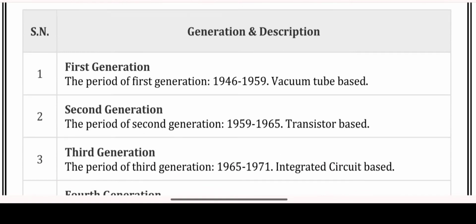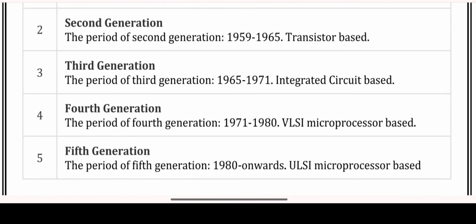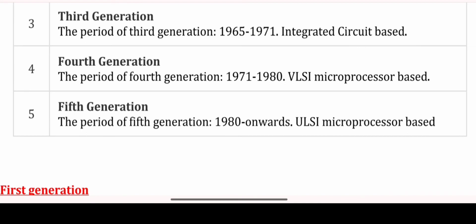The first generation of computer, the period of the first generation is 1946 to 1959, used vacuum tubes. The second generation computer, the time period 1959 to 1965, was transistor based. The third generation computer, the period 1965 to 1971, was based on integrated circuits. The fourth generation computer, the period 1971 to 1980, was based on VLSI microprocessors. And the fifth generation computer, the time period 1982 onwards, is ULSI microprocessor based.